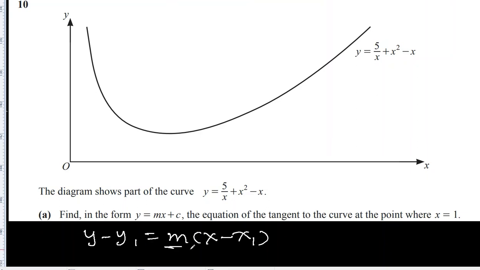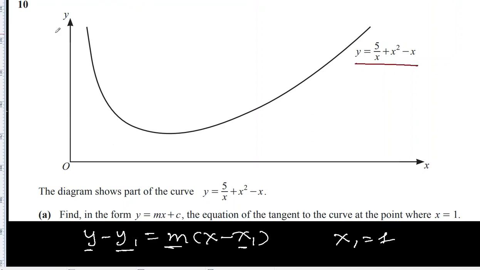So we need m and y1, because we don't need to find x1, it is already there. Our general y, this is general x. X1 is given as 1 here. And y1, let's find y1 first. Let's start with y1.